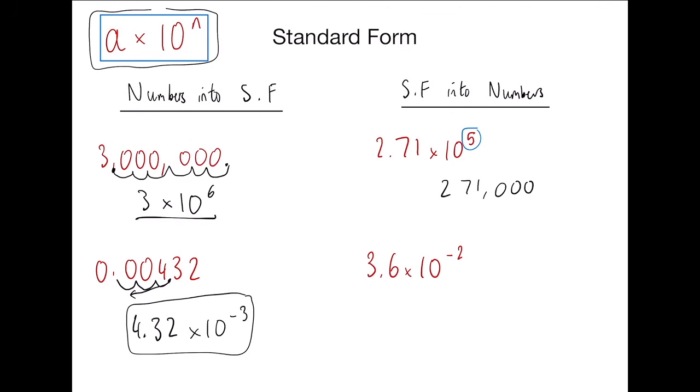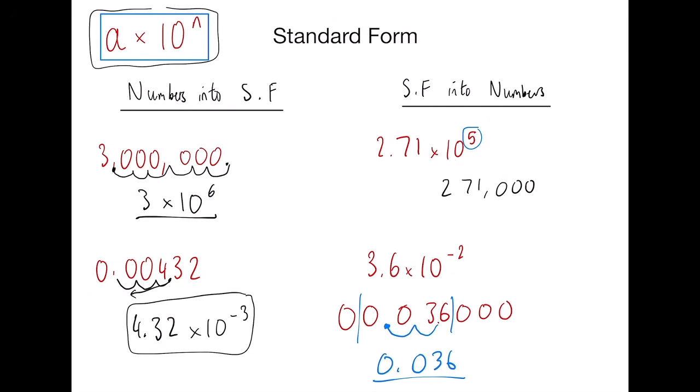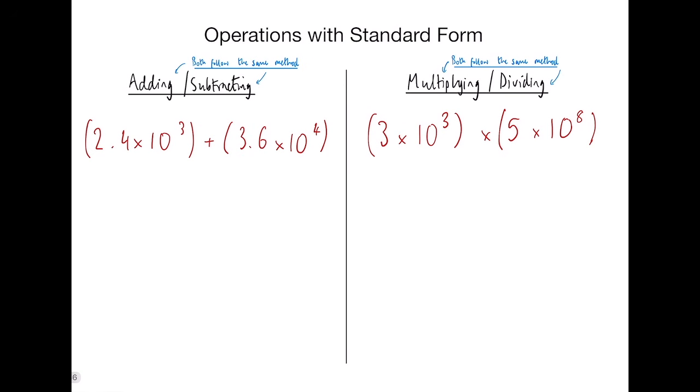When we have a negative power, 3.6 times 10 to the minus 2, exactly the same method: 3.6 in the middle, put some zeros either side. Because it's a minus 2, we're going to want to move the decimal 2 places to the left to make the number smaller. So we move it 2 places there, and you can see our new number is 0.036, just like that.